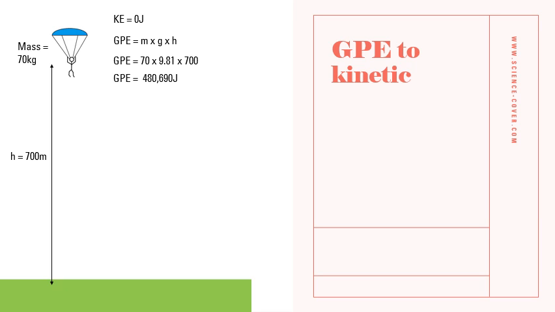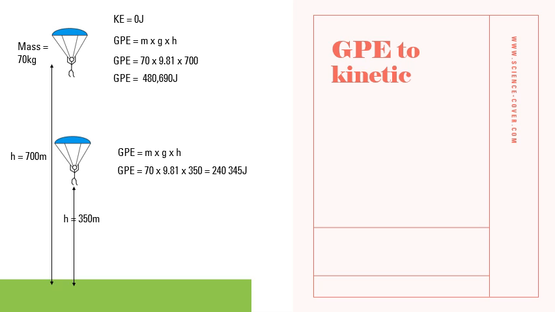As the skydiver falls, his speed increases, so kinetic energy will rise. Meanwhile, his potential energy will decrease as he is decreasing in height. Let's look at the skydiver halfway through the fall. He now has a height of 350 meters. So we can calculate his gravitational potential energy: mass times gravity times height.